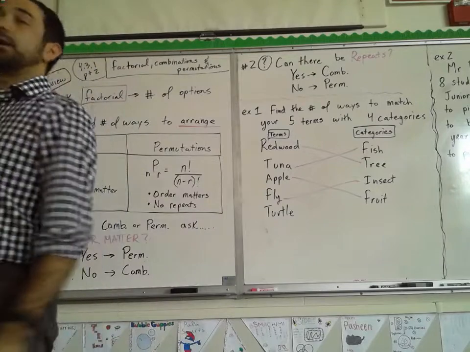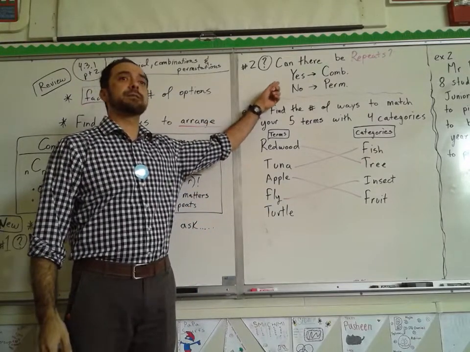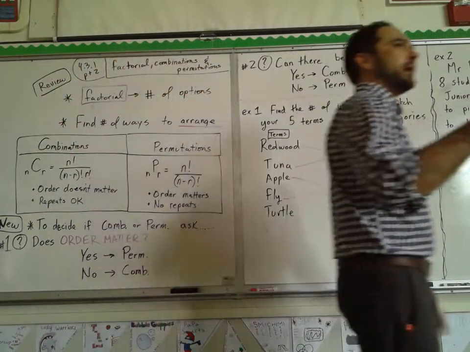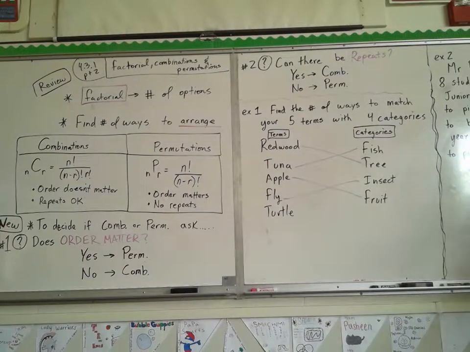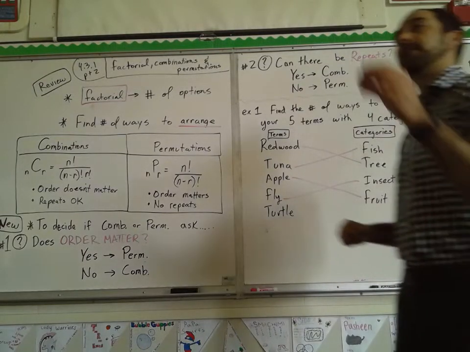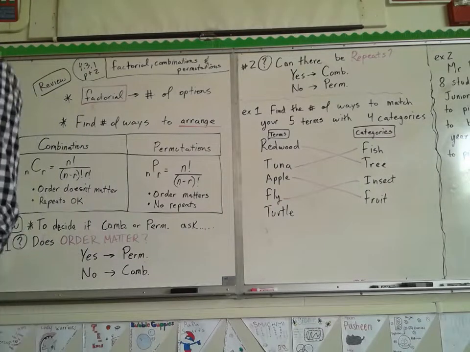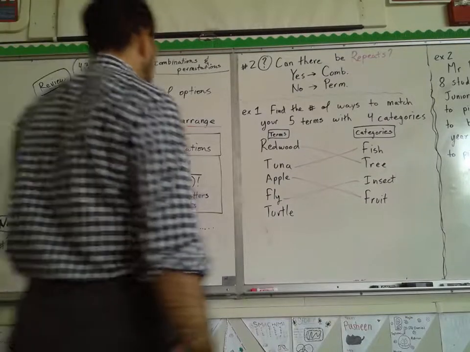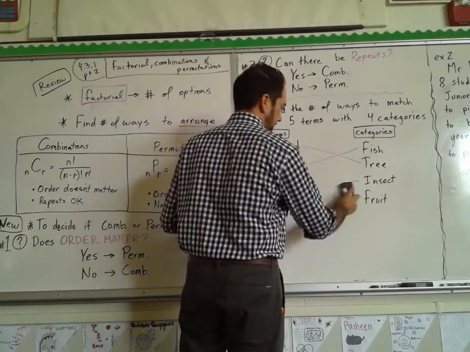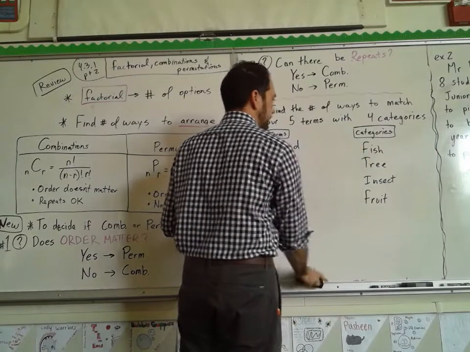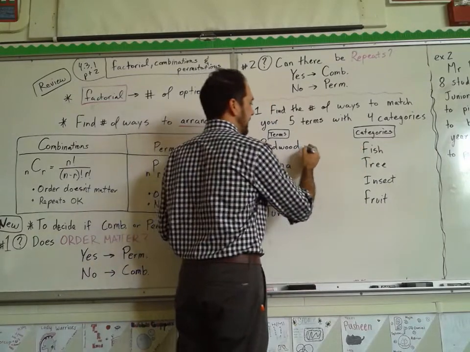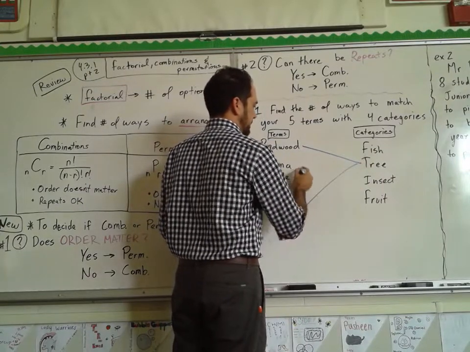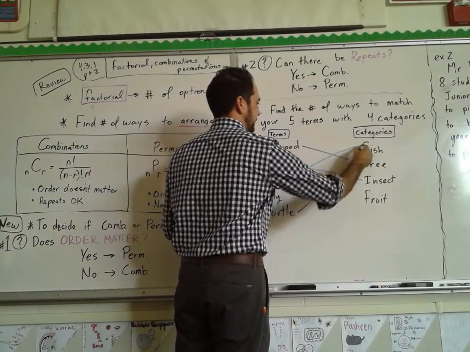Real quick then, can there be repeats? Think about what that's asking in this context. Just 5 seconds, talk with your neighbor. Can you have repeats? What do you think? I'm going to pretend that you could have repeats. If repeats were possible, then I would say redwood is a tree, and a turtle is also a tree, and tuna is an insect, and apple is a fish.